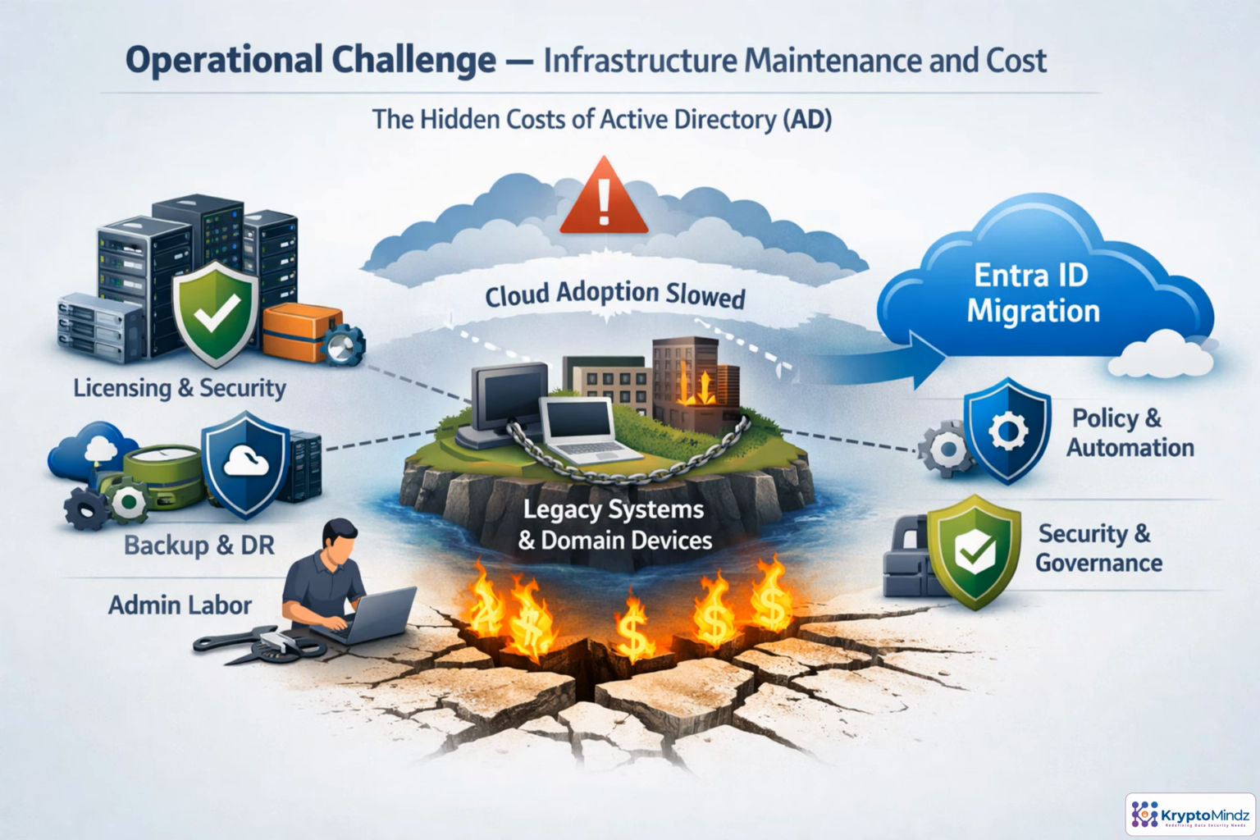Active Directory may look stable, but stability does not mean low cost. Behind it are servers, licenses, patching, monitoring, backups, disaster recovery, and skilled administrators keeping the platform healthy. Legacy applications and domain-joined devices add another layer, because they can force older patterns to stay in place and slow cloud adoption. The business risk is clear. If identity is down, many services are down. Modernizing with Entra ID is not only about reducing cost. It redirects effort toward policy, automation, resilience, security, and governance.